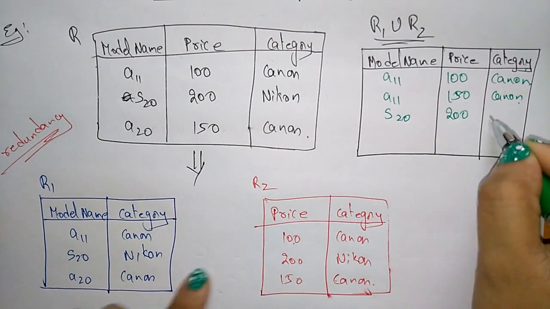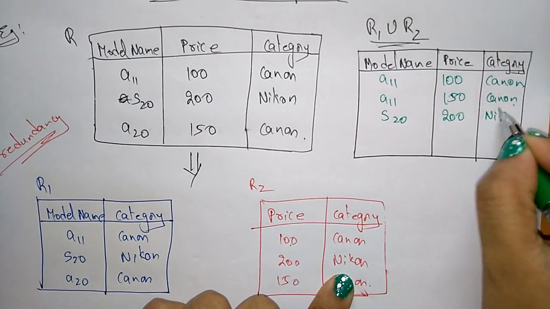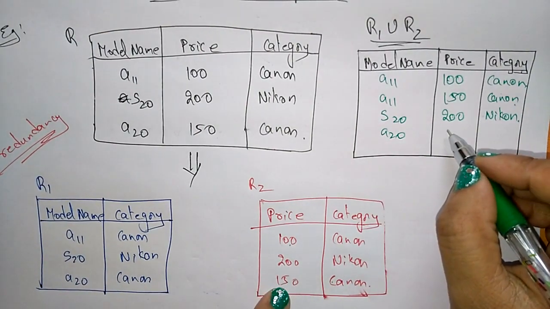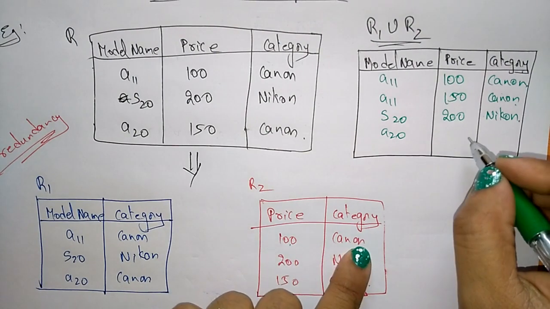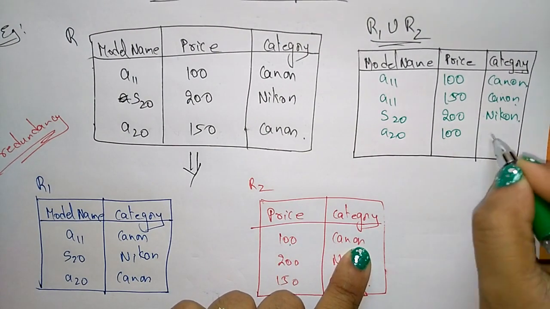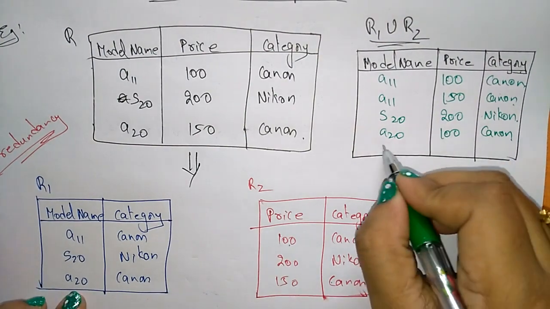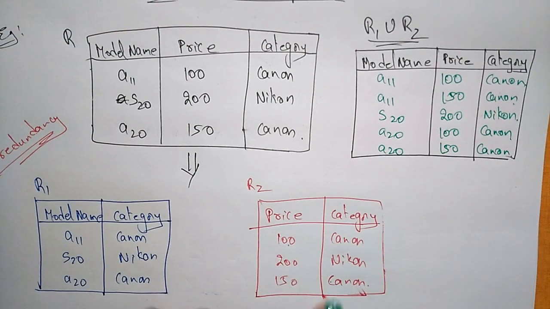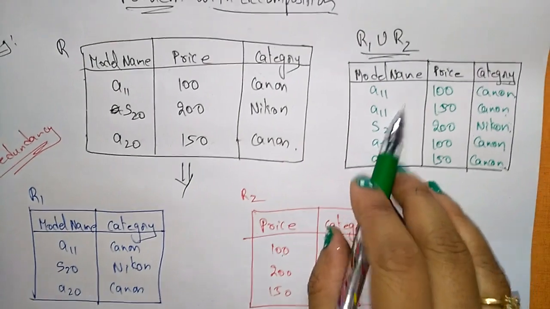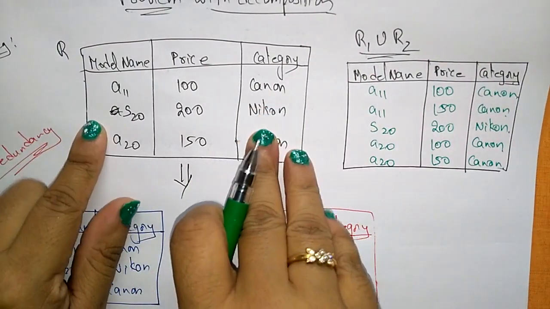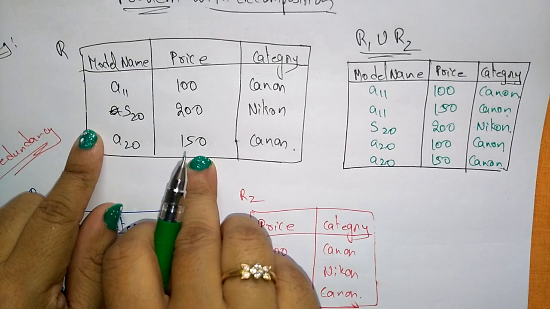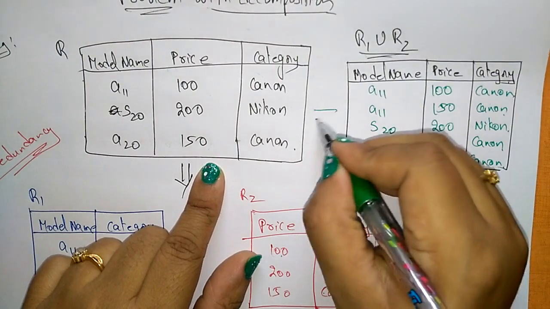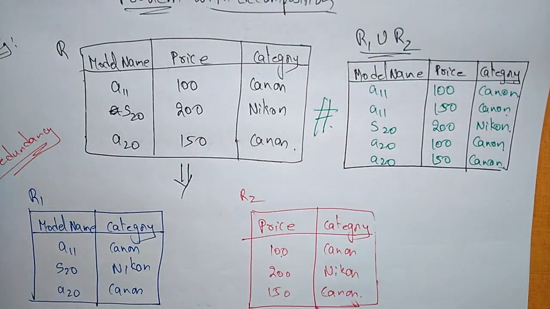Now S20, price is 200, and these both are the same, that is Nikon. Again A20, the first Canon category has price 100 Canon, and A20 has price 150 and the category is Canon. So after the union, are these two equal? This is the old schema, the main relational table, and this is the reconstructed table. Are both tables the same? No, these are not equal. So this is a problem with the decomposition.